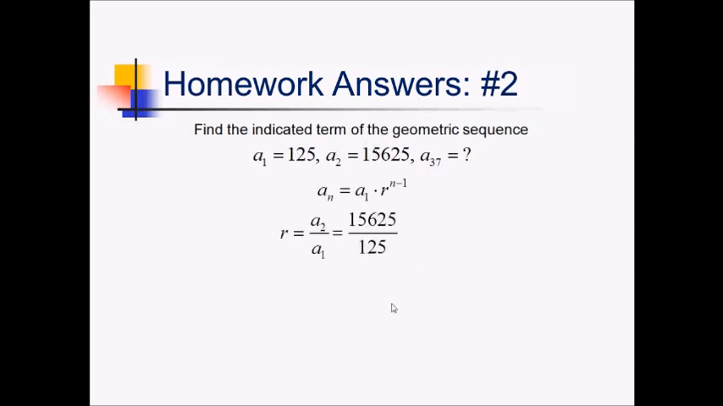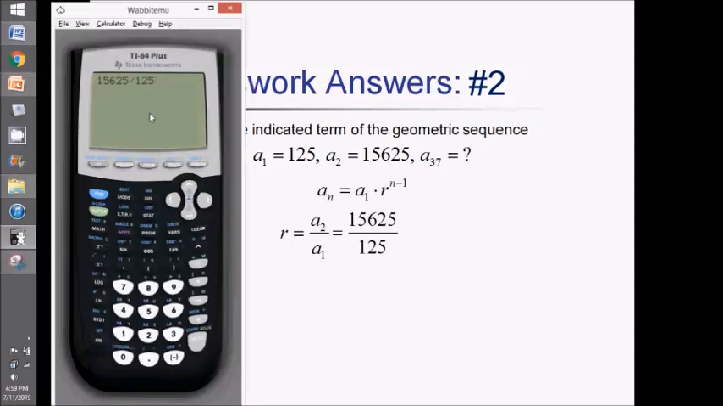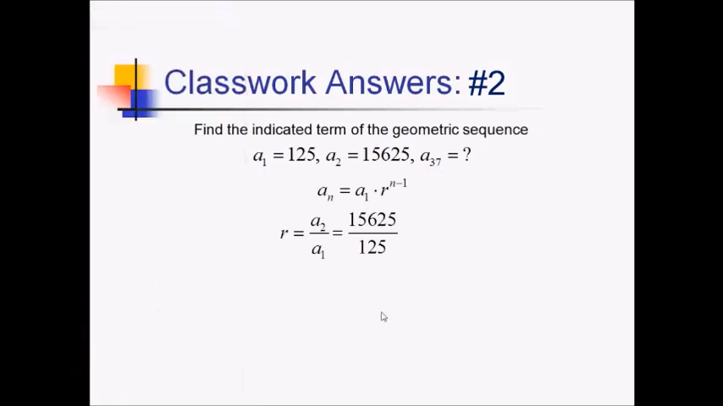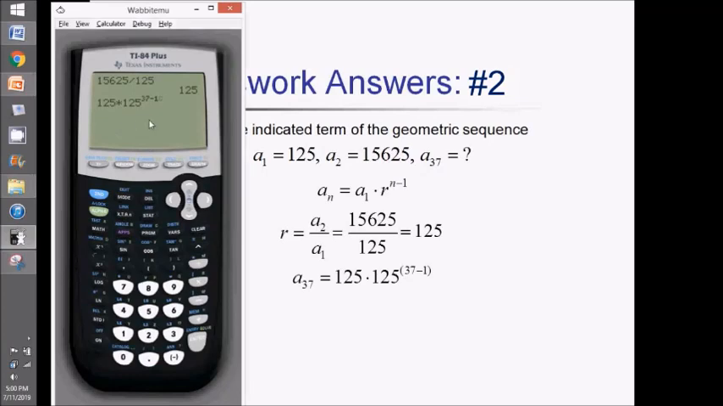So that's going to end up being, let me use the calculator for this. That's going to come out to 125. Well, how about that? Isn't that fun? All right, so we've got 125 for the a1 value times 125 for the r value raised to the power of 37 minus 1, because 37's our nth term here. And now I'll just do that on the calculator. So there we go. And you probably noticed that you could have just done 125 to the 37th. Either way, you should get 3.852 times 10 to the 77th power.